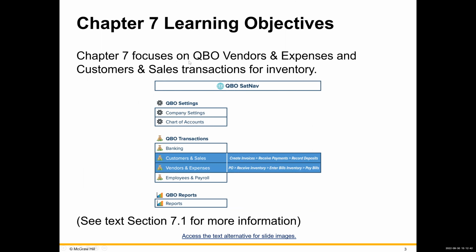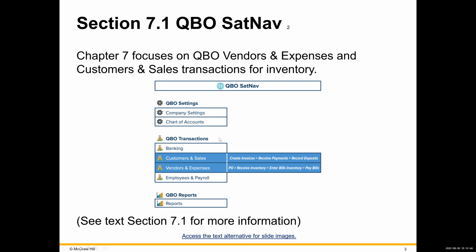Okay, so to put things into perspective, we're dealing with transactions. We're going to start out with vendors and expenses. So again, we'll order our inventory, we'll receive the inventory, we'll enter the bill, and then we'll pay the bill. That's on the vendor accounts payable side. And then on the customer accounts receivable sales side, we'll create the invoice, which is a bill to our customer, receive payments from those invoices, and then if we need to, we record the deposit.